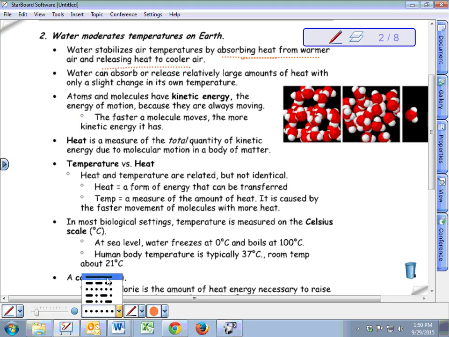Heat is not the same thing as temperature. Take a look right here. Temperature versus heat. Temperature is what you measure on a thermometer. There is no thermometer for heat. Heat is an amount of energy that something has. For water, for most things, it's how fast its molecules are moving.